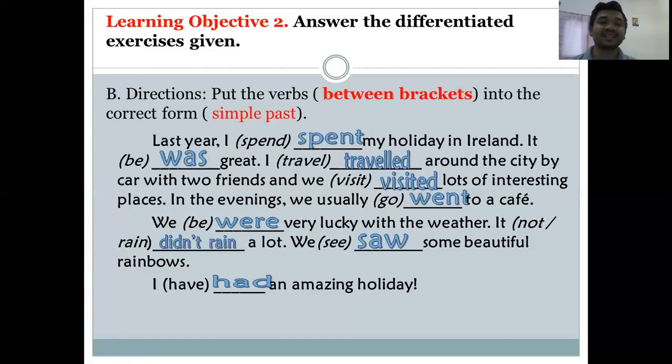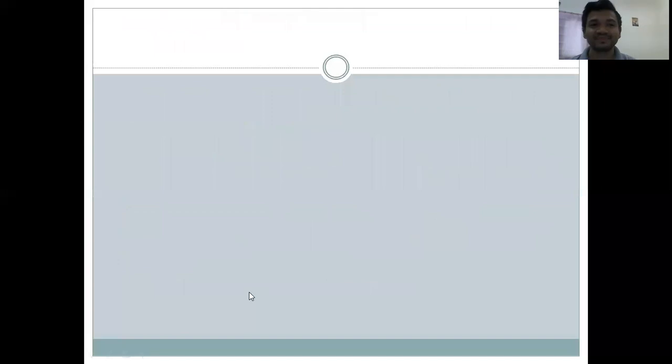So let's read once again the entire paragraph with the correct answers. So last year, I spent my holiday in Ireland. It was great. I traveled around the city by car with two friends and we visited lots of interesting places. In the evenings, we usually went to a cafe. We were very lucky with the weather. It didn't rain a lot. We saw some beautiful rainbows. I had an amazing holiday.